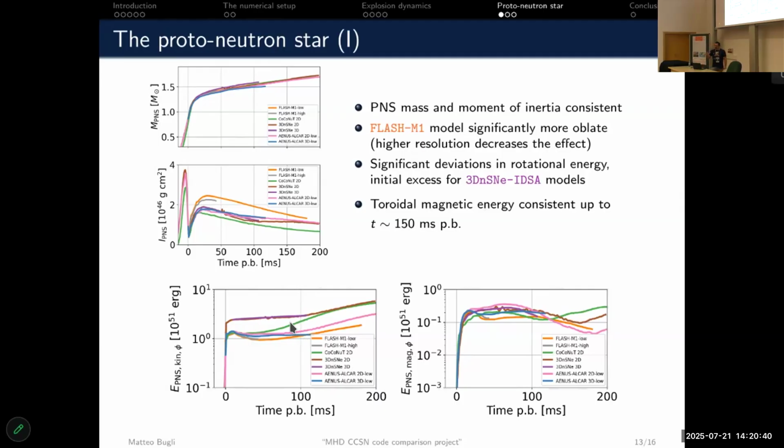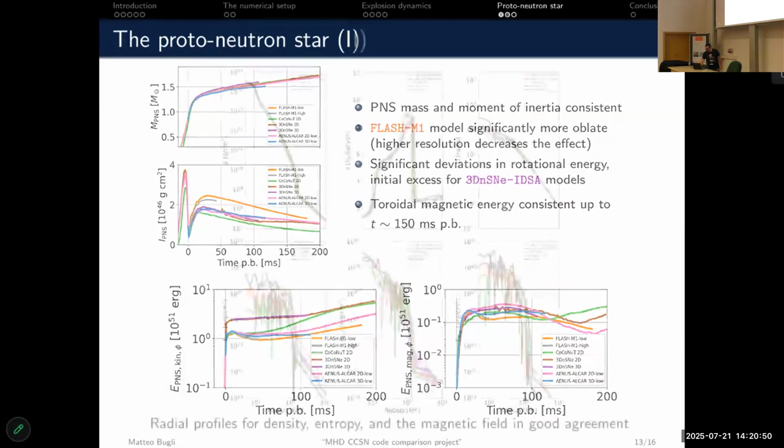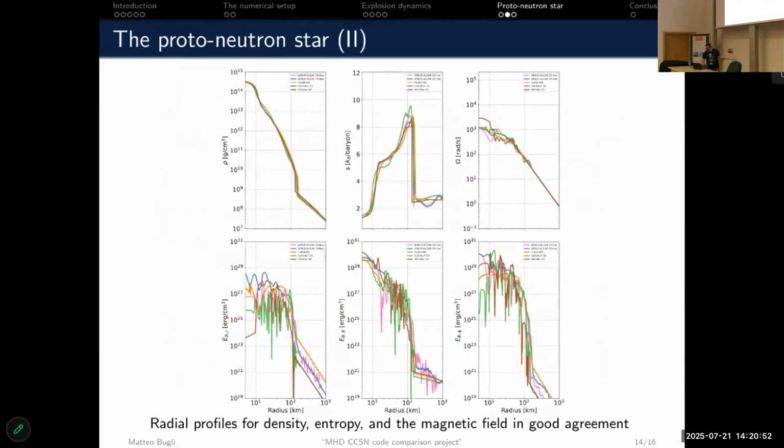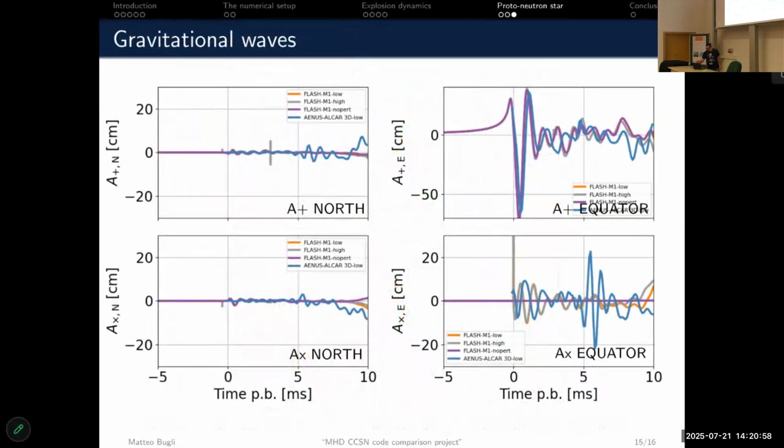Essentially, we're looking at a different way the codes and these models tap into that rotational energy, and also the way that the magnetic fields can slow down the proto-neutron star. This is just a slide showing that the profiles are looking spatially relatively good, but I definitely want to spend a couple of minutes on gravitational waves.